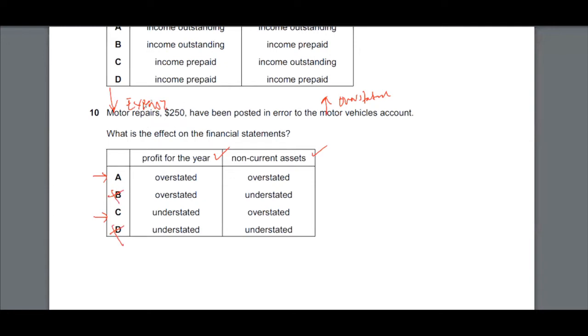So expenses have been understated. If expenses are understated, then your profit is overstated. So the answer to multiple choice 10 is actually option A, because your profit is overstated. On the other hand, your non-current assets are also overstated because $250 should not be in the motor vehicles account. They should be in the motor repairs expense account.